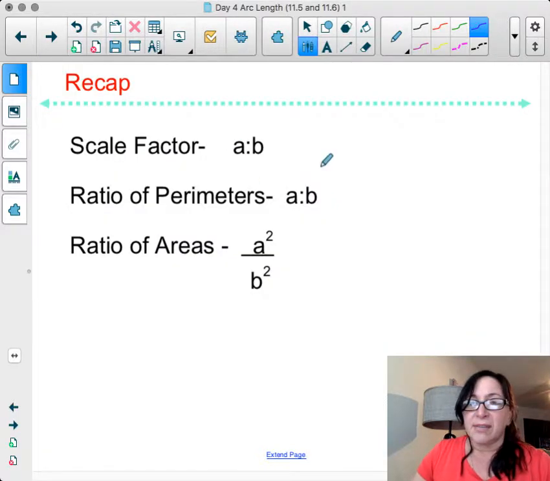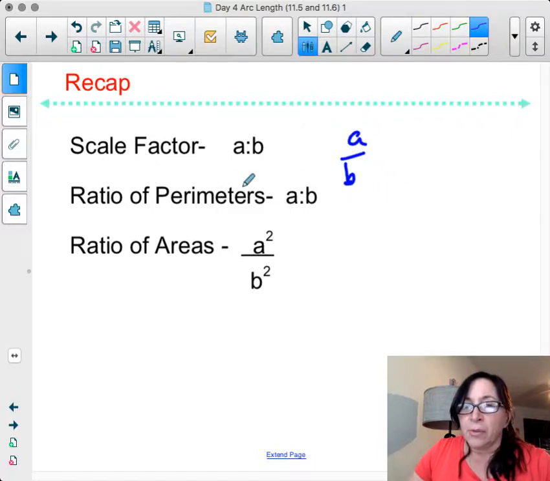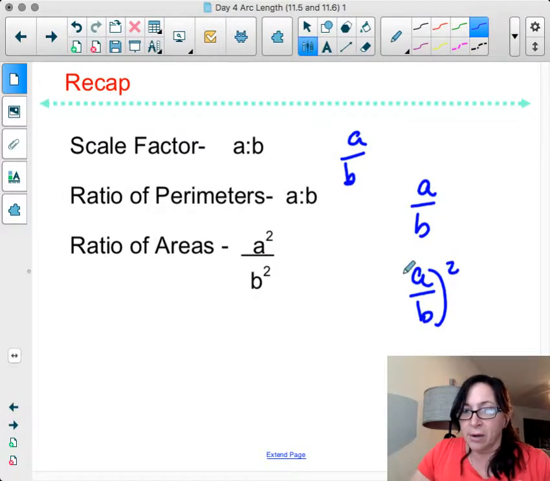So this is just saying this again. If their scale factor is A over B, then the ratio of the perimeters of two triangles is also A over B. That's not going to change. But the ratio of their areas is A over B squared, and that's going to be A squared over B squared.